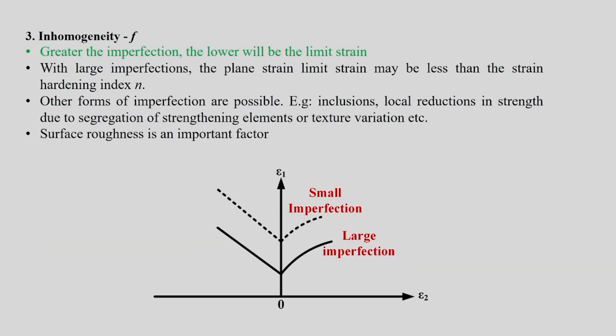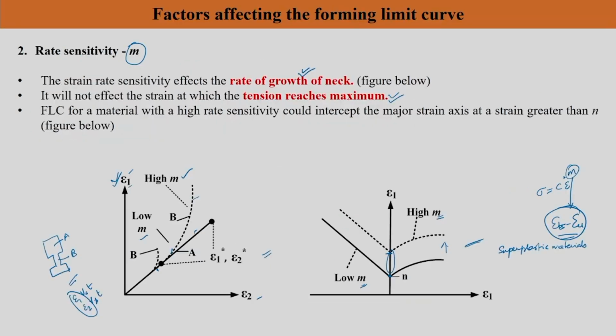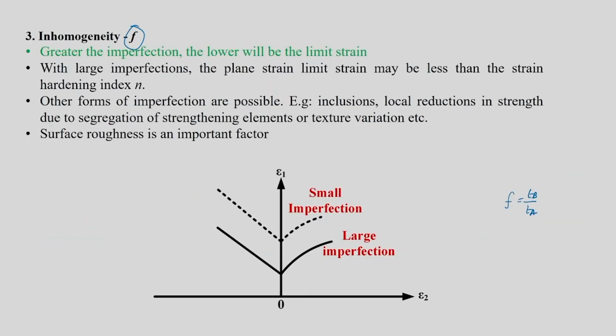This imperfection, or inhomogeneity as we say, is F, which is nothing but the imperfection factor. We said F is nothing but TB by TA. Of course this is very theoretical in nature. Practically we don't speak of inhomogeneity or TB by TA, or a sudden change in thickness the way we have seen here. This is TB, this is going to be your TA. We are not going to see this practically, but theoretically if you want to simulate what is happening in the actual material, then you introduce this F.